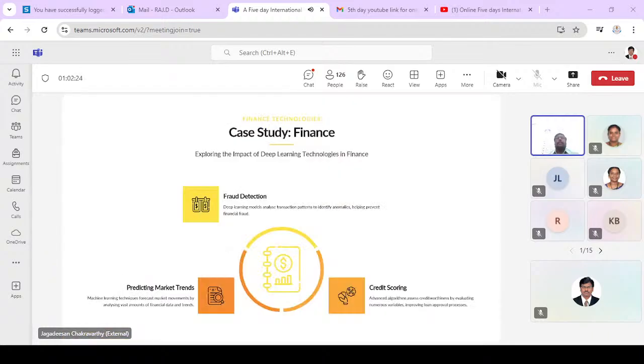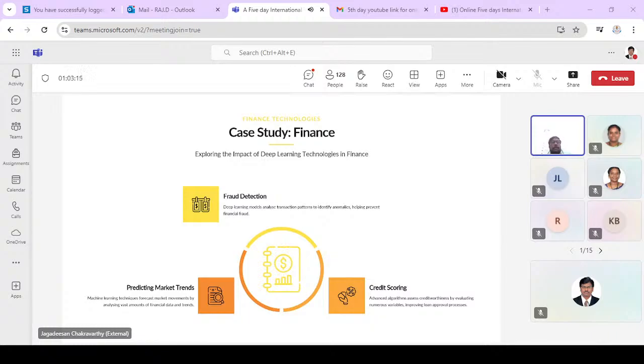Case studies in the finance sector. This will be useful for the finance people. People are exploring the impact of deep learning technologies in finance. Fraud detection we can do using deep learning. Deep learning models analyze transaction patterns to identify anomalies, helping prevent financial fraud. Predicting market trends: machine learning techniques forecast market movements by analyzing vast amounts of financial data and trends. And credit scoring: advanced algorithms assess creditworthiness by evaluating numerous variables, improving the loan approval process.